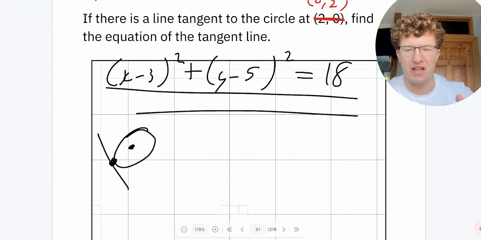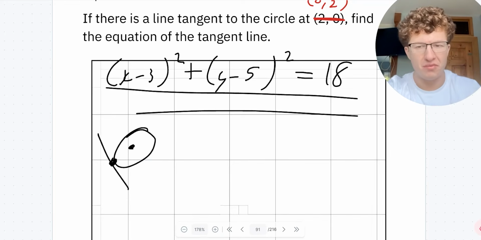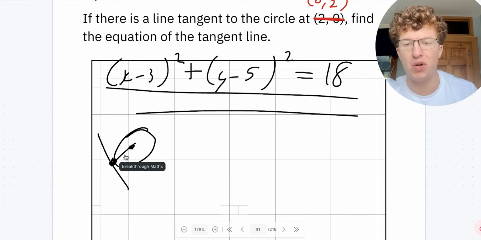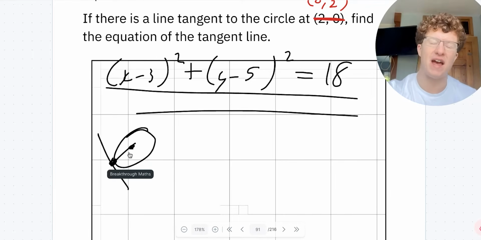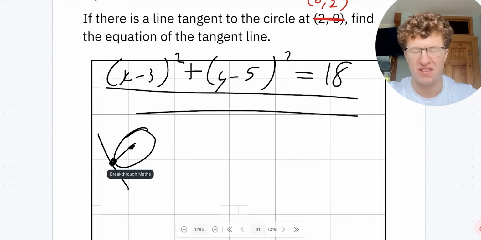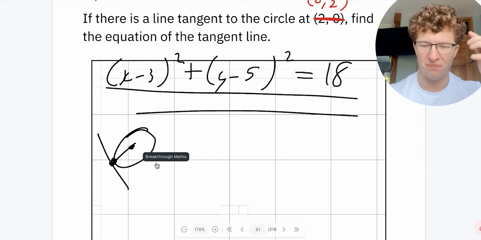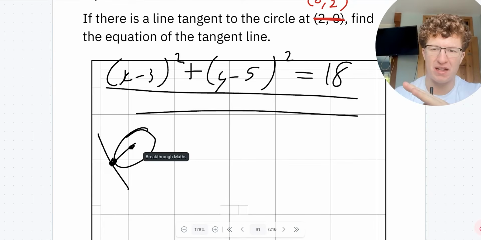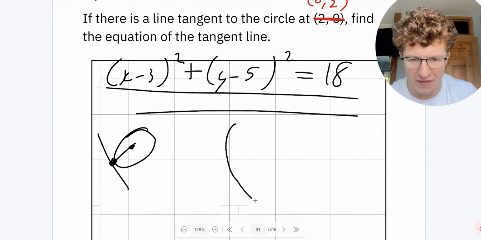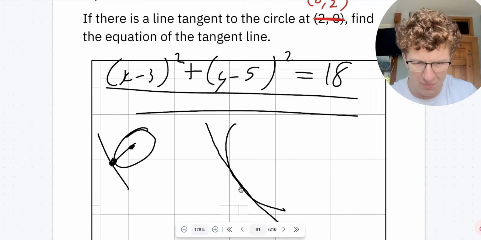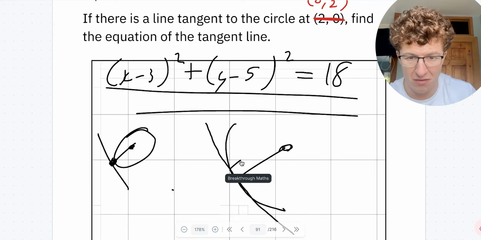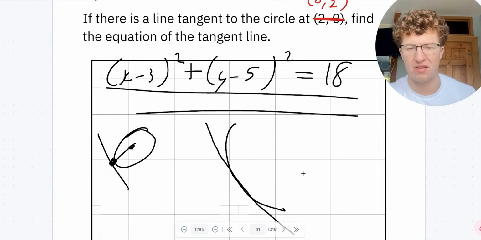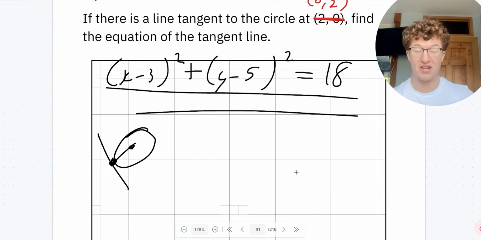How do we get the equation of a line? We need a point, which we have, 0, 2, and we need the slope. We don't have the slope of the line, but we can get the slope from the center to the point. And when we get that, we can get the slope of the line because, again, it's a tangent line. The key with tangents is that a tangent is always perpendicular. If it's zoomed in, a tangent line is going to look something like that. It's going to be perpendicular to the center of the circle. It's going to be a right angle here. And that's how we can find out the slope of the tangent line.